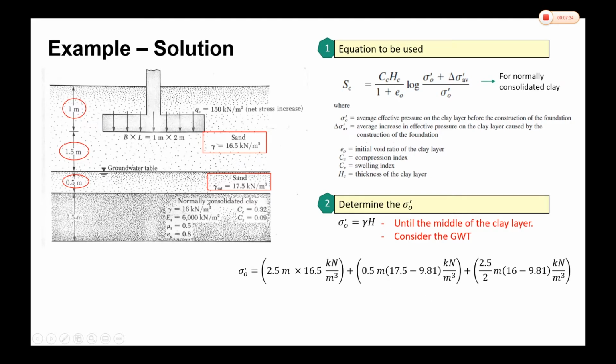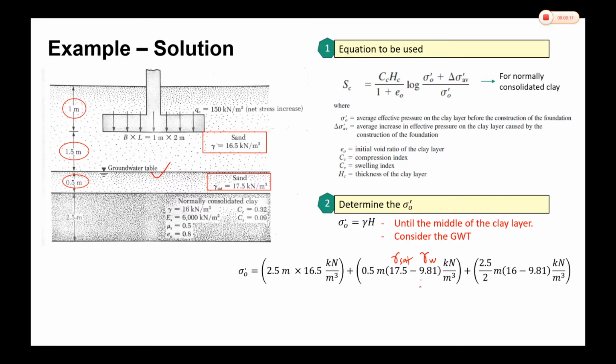Remember that we have the groundwater table here. So we need to consider the thickness is 0.5. And then we need to use the gamma prime. Whenever we come across this kind of groundwater table layer, we need to use gamma prime, that is gamma saturated minus gamma water, unit weight of water. So this is the unit weight of water, this is the gamma saturated for the second layer that is underneath the groundwater table.